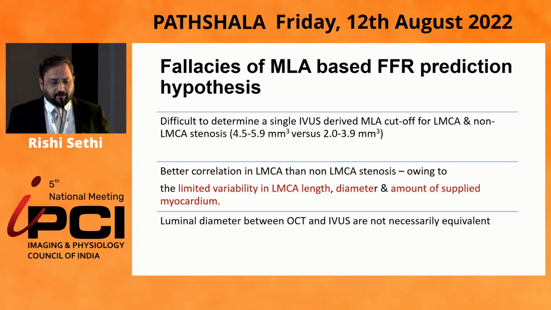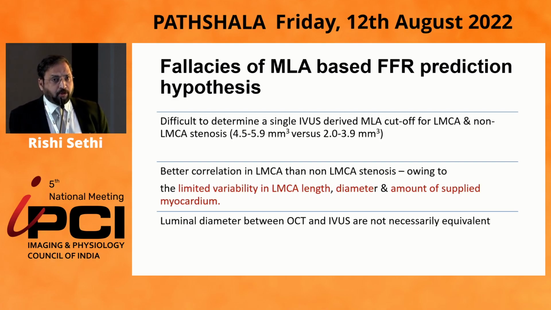But here I am to raise a little bit of controversy, and I would like to have your point of view on that also. I think there are a lot of fallacies about the MLA-based FFR prediction hypothesis, because it is difficult to assign a specific number to an individual patient based upon the mean value in clinical studies. If the mean value in clinical studies is 4.5 for left main disease, it essentially means that half of those patients with FFR values of less than 0.8 would have an MLA more than that figure. So it's very difficult to base your clinical decision on a specific MLA finding derived from the mean values of any clinical trial.